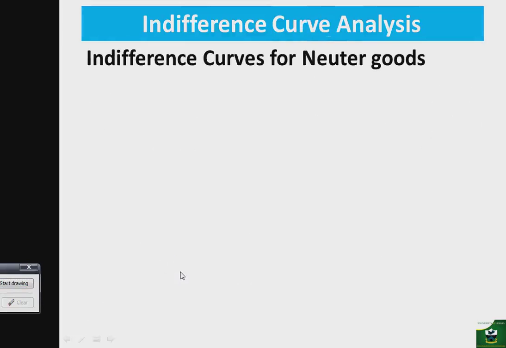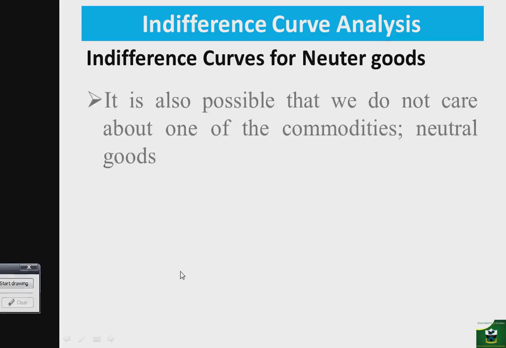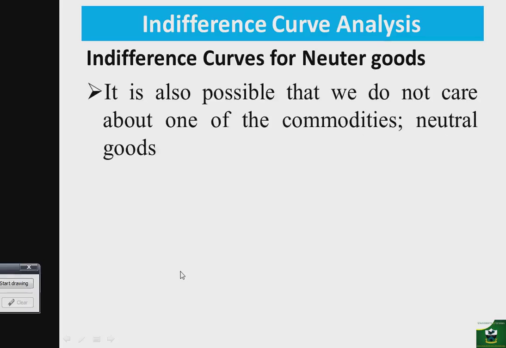Okay. So we can also look at the indifference curves for neuters or neutral goods. It is possible that we do not care about the amount of a given commodity. If we do not care about how much we take in of it, that commodity is neutral. For example, the air that we breathe. Nobody minds how much air you take in, and you would want to take in air as much as you can, meaning air becomes a neutral good.